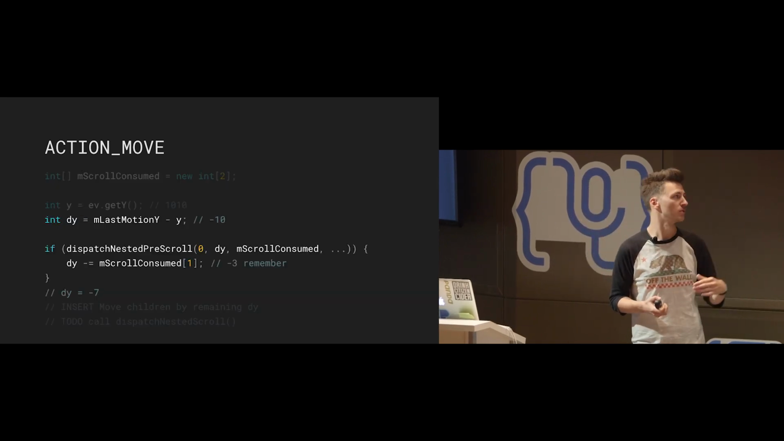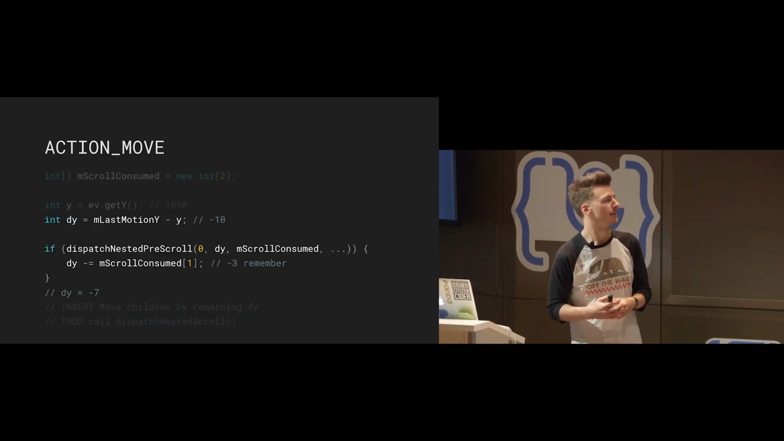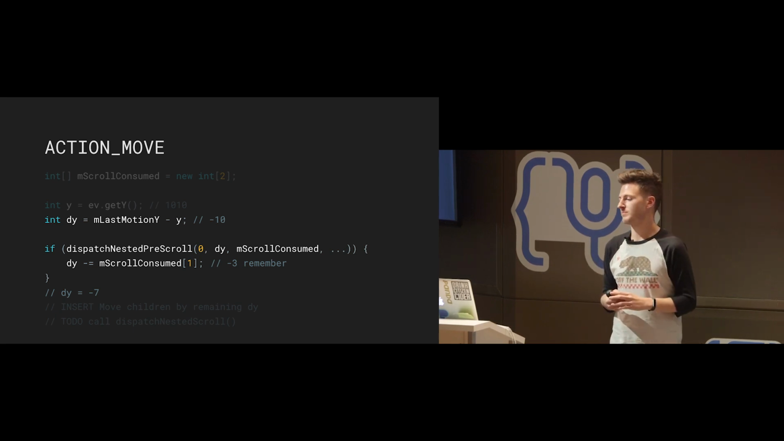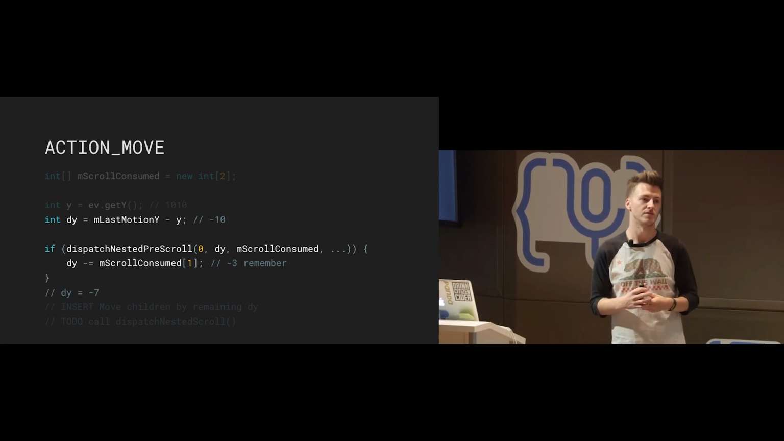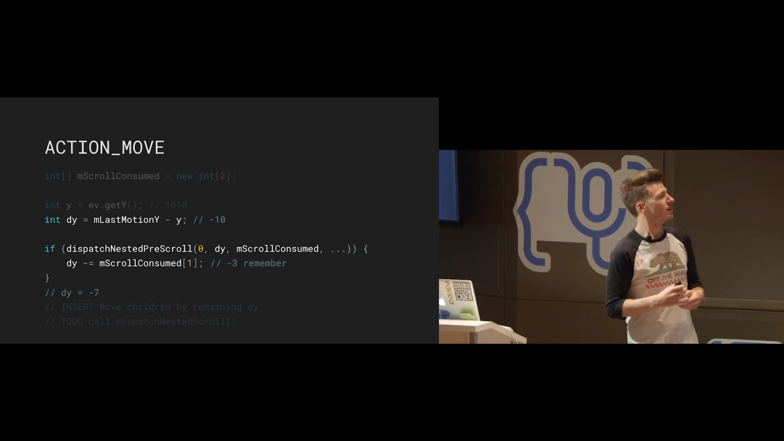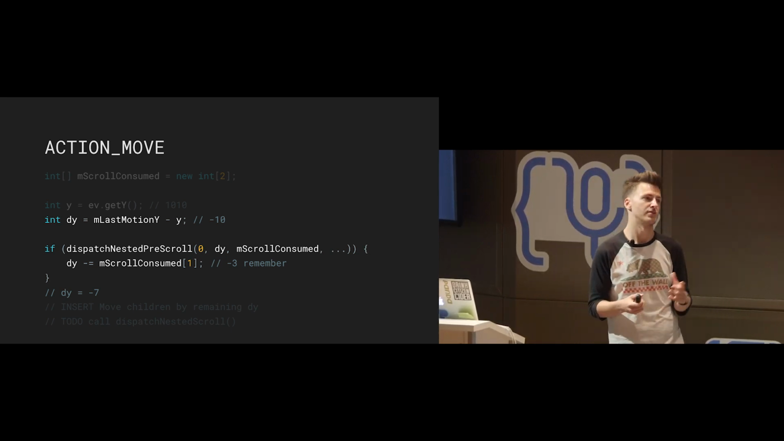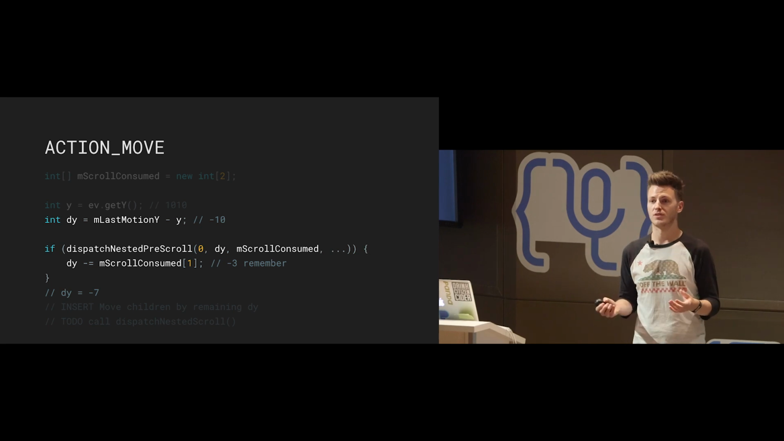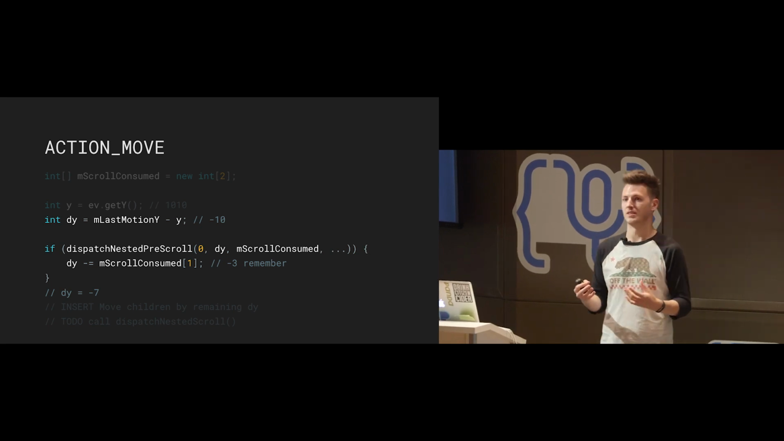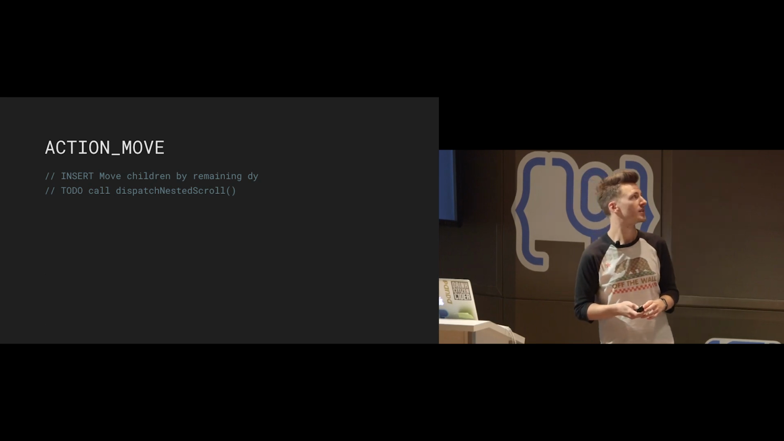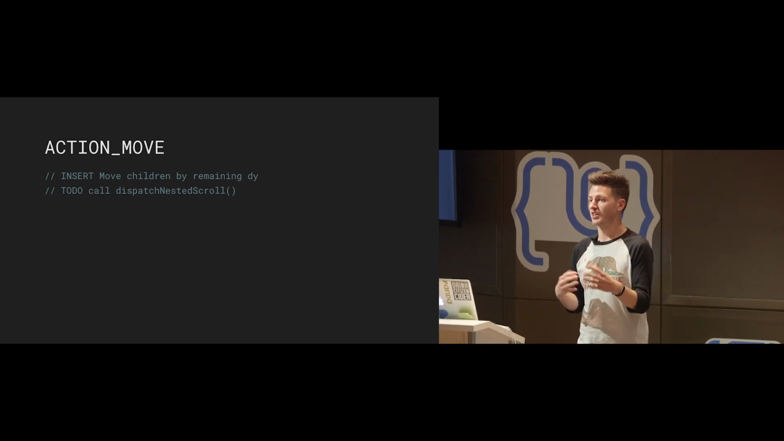the scrolling view then gets the value back. And because it's got that dy value, it needs to update it. So it basically just subtracts whatever the parent has consumed. Remember, it was 3 that the parent consumed, which means that the dy is now 7. So the scrolling view now has 7 pixels to actually move itself and update itself. So once we've done that, we can actually start moving ourselves.